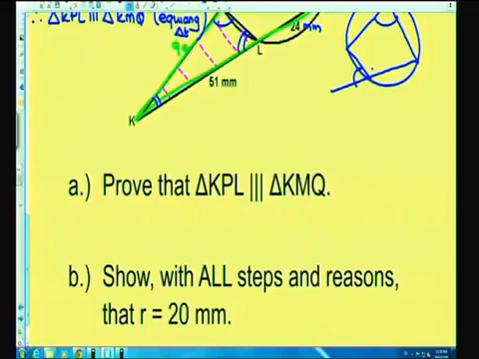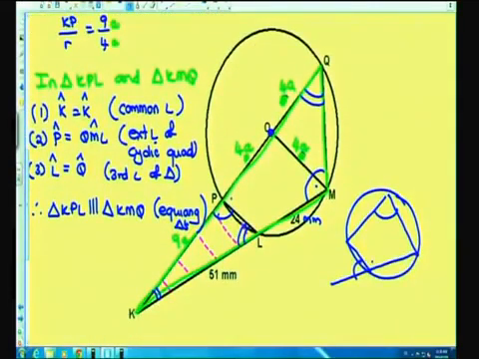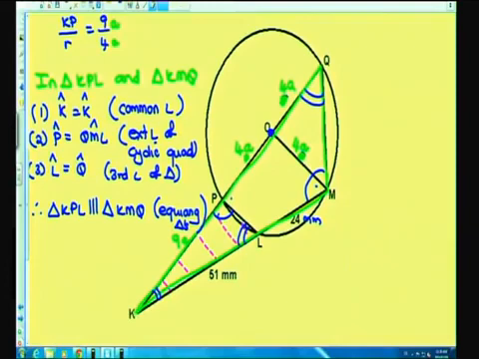Now it says show with all steps and reasons that little r is equal to 20 millimeters. So now they want me to prove that r is 20 millimeters. I'm just going to take this drawing off over here. It actually had nothing really to do with that. And let's get ourselves another color pen so we can distinguish what we're doing. Right, so with all steps, I must show that little r is equal to 20. Now, looking at it, I've just proved a similarity. Maybe that has got something to do with it. So let's write it down.